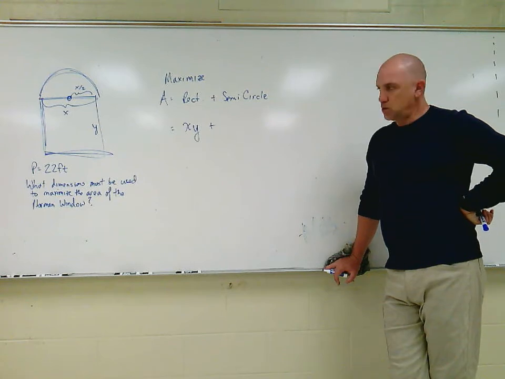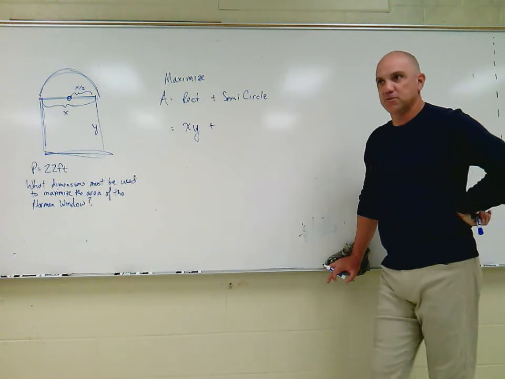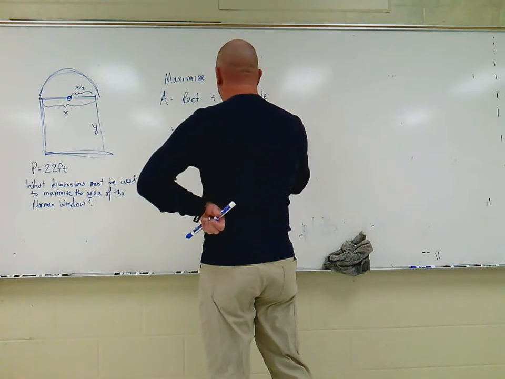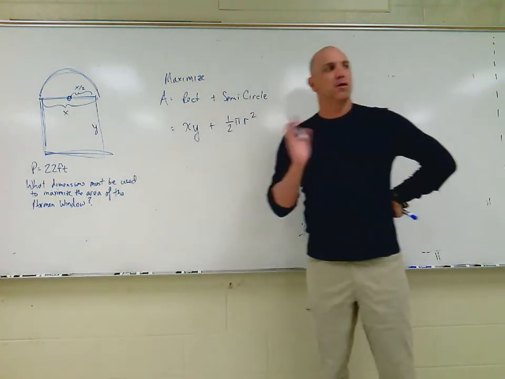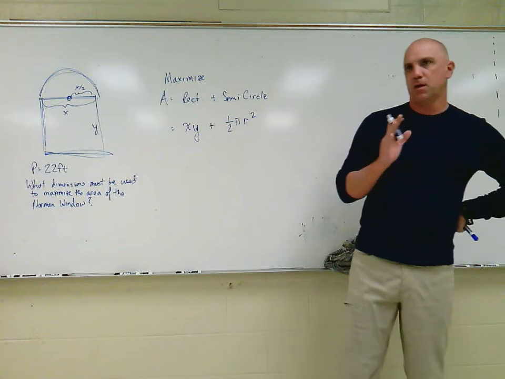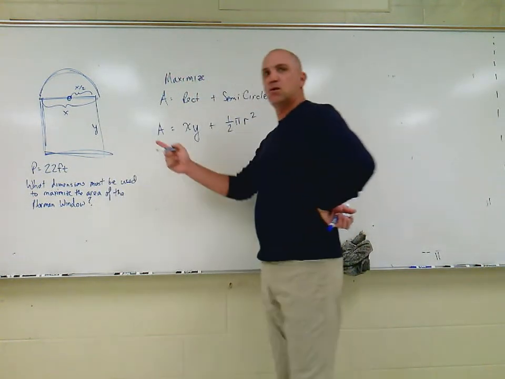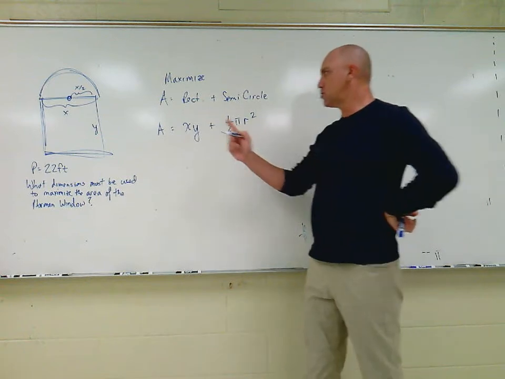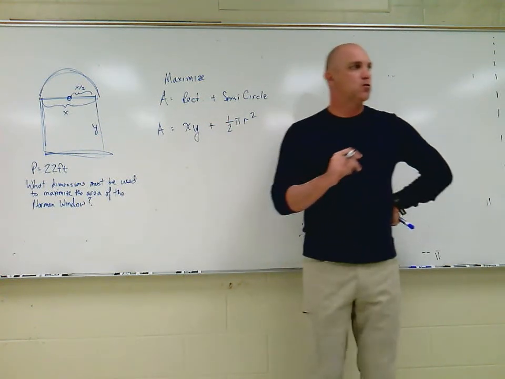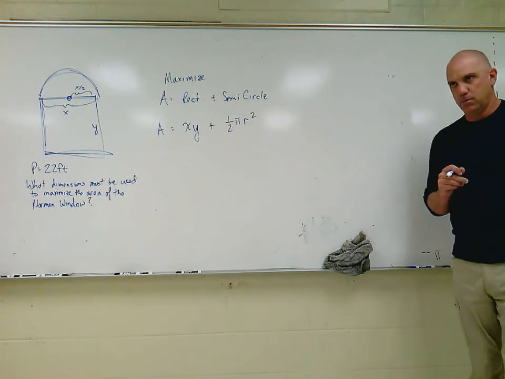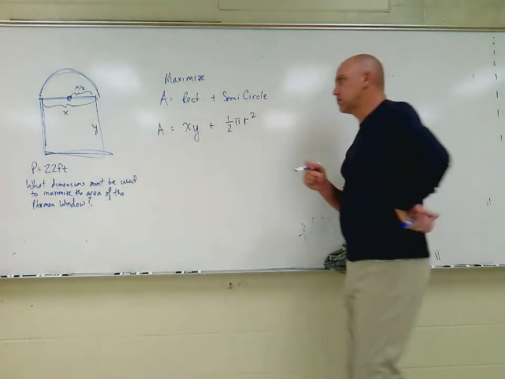Pi r squared. But we have half a circle, so I'm going to say 1/2 pi r squared. So notice, I'm just putting the formulas and I'll go and replace everything. So remember in the recipe when I gave you this, when you write out your equation of what you want to maximize, make sure you're in terms of how many variables? One. Only one variable on the right, okay?